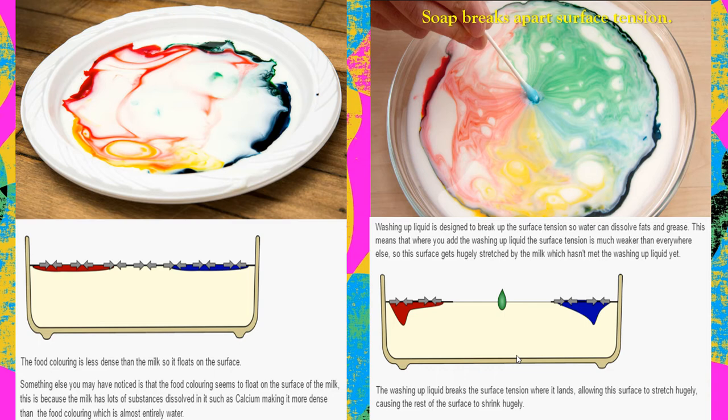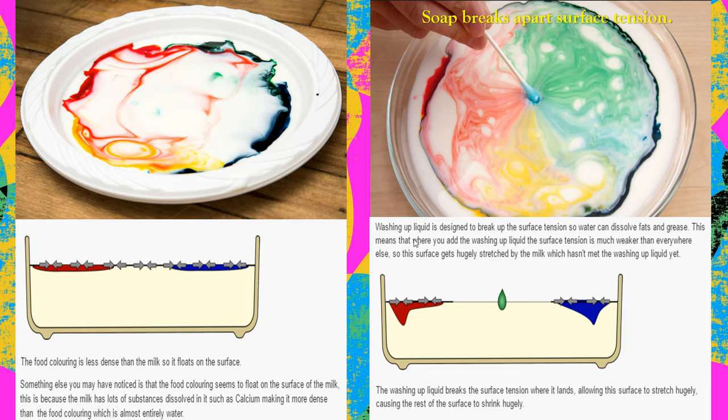This means that when you add the dishwashing liquid, the surface tension becomes weaker. Remember, it is a blocker. So this surface gets hugely stretched by the milk. This hasn't met the dishwashing liquid yet. And where you see washing up liquid, this is what the Europeans call washing up liquid. What do we call it? We call it dishwashing liquid.